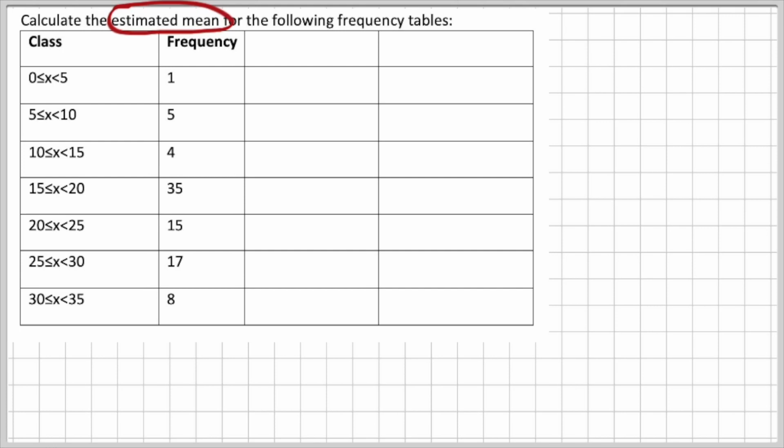So we don't really know what their actual values were, but we can roughly guess what their values were. And for me to guess what they were, I'm going to make a very, very, very bad assumption. But remember, we're working with estimates and not actual values. So to get the estimates, we need what we call the class middle value. The class middle value is the value that is exactly in the middle of 0 and 5.